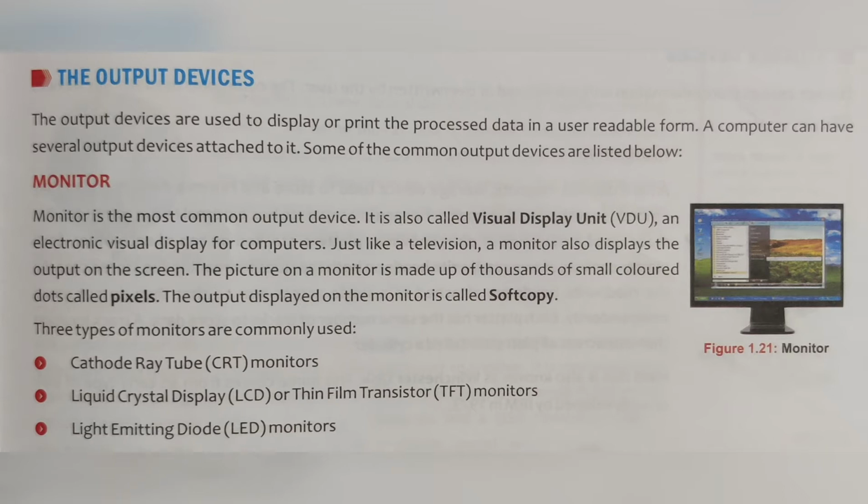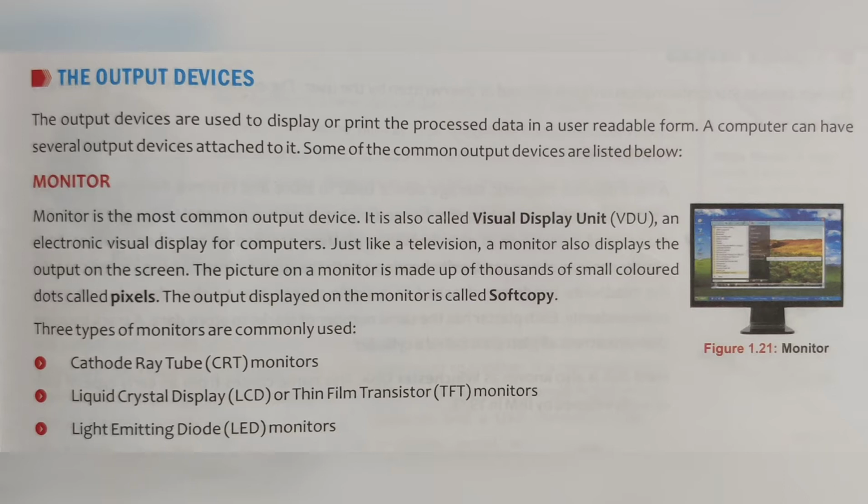At first, the monitor. The monitor is the most common output device. It is also called Visual Display Unit, or VDU in short form. An electronic visual display for computers. With the help of electricity, we can see the visual on the desktop on the monitor. Just like a television, a monitor also displays the output on the screen.